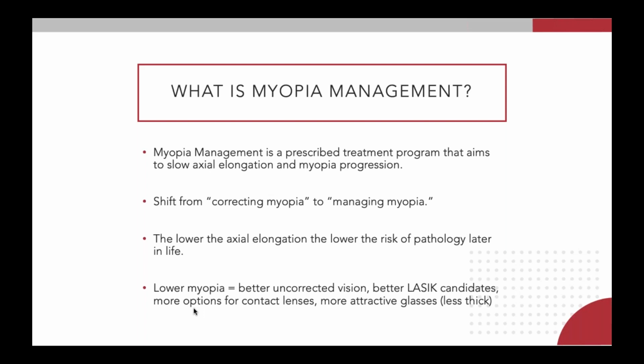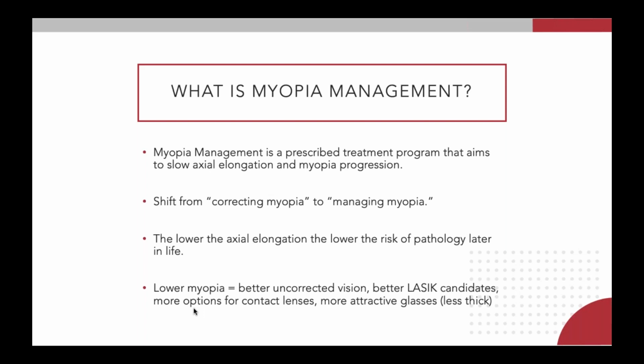So why are we doing this? The lower the axial elongation, the lower the risk of pathology later in life. That's the main reason we're doing this. So lower levels of myopia have some added benefits as well. You're going to have better uncorrected vision. You're going to be a better LASIK candidate. Sometimes if your prescription's too high, you are not a candidate for LASIK. You're going to have more options for contact lenses, and your glasses are going to be more attractive. They're not going to be as thick. They're not going to be as heavy. They're going to be more wearable.